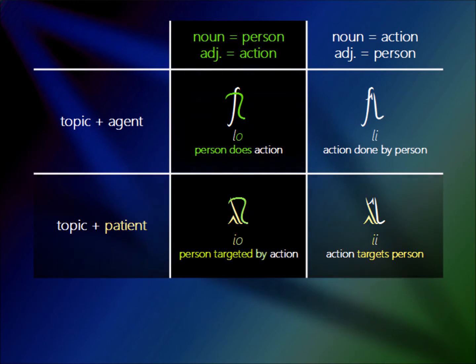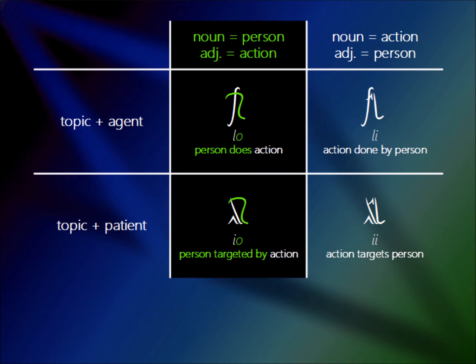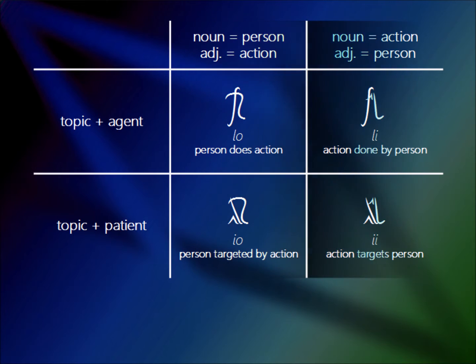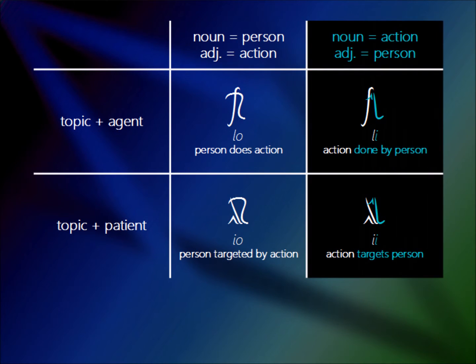The left two connector particles put a person in front and have an action as an adjective. Lo to say that someone does something, yo to say that someone is the target of something. And finally, the connector particles on the right put an action in front and have a person as an adjective. Li to say that the action is done by someone, and yi to say that the action is done to someone.